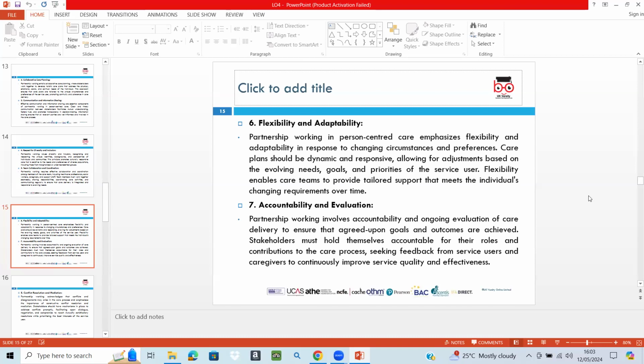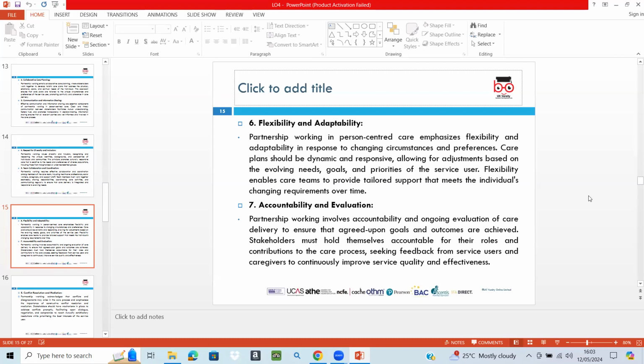partnership working in person-centered care highlights the importance of flexibility and adaptability in responding to the evolving needs and preferences of service users. Care plans must be dynamic and responsive, capable of accommodating changes in circumstances, goals, and priorities to ensure that support remains individualized and effective. Flexibility enables care teams to make timely adjustments, tailor interventions, and provide personalized care that aligns with the unique requirements of each individual over time.